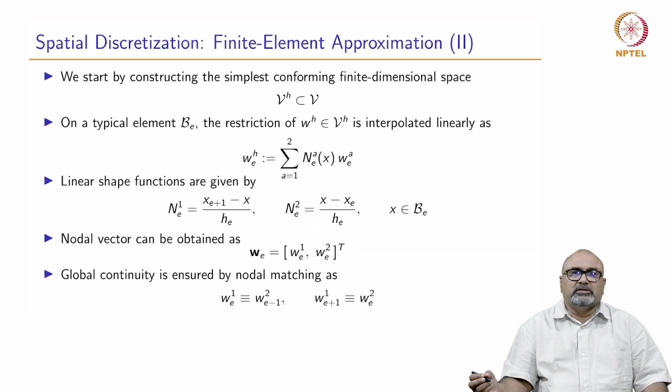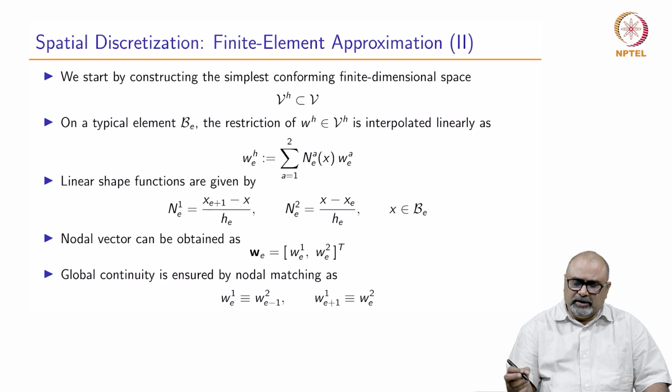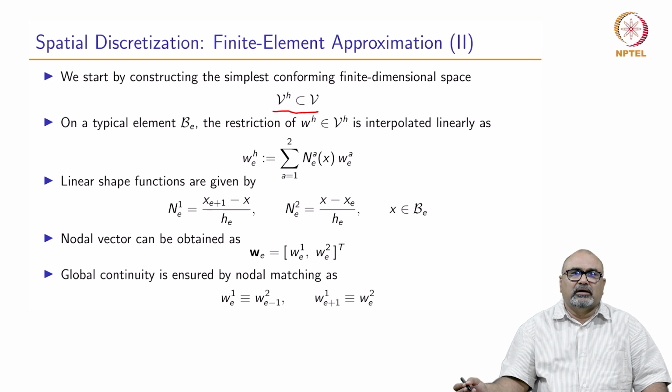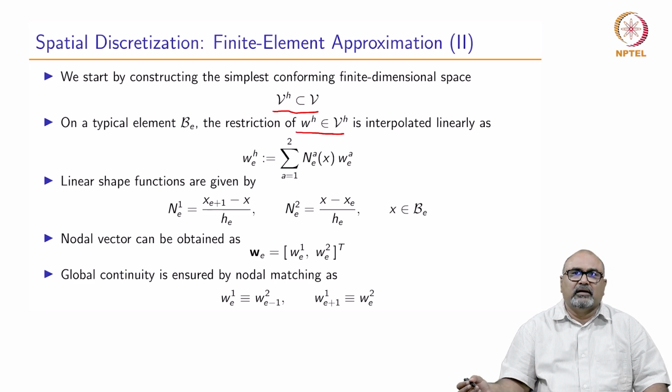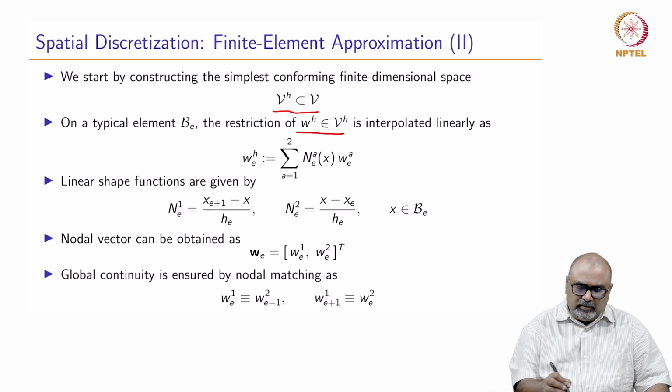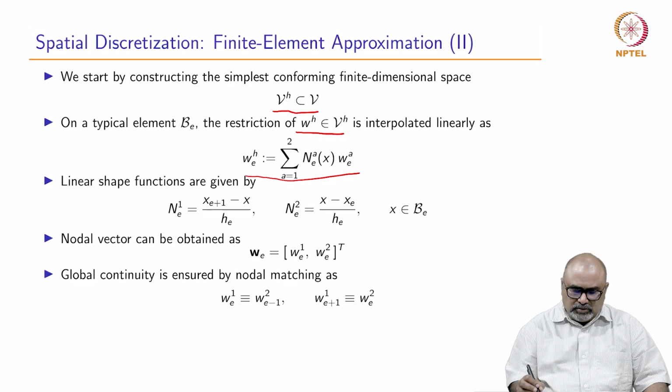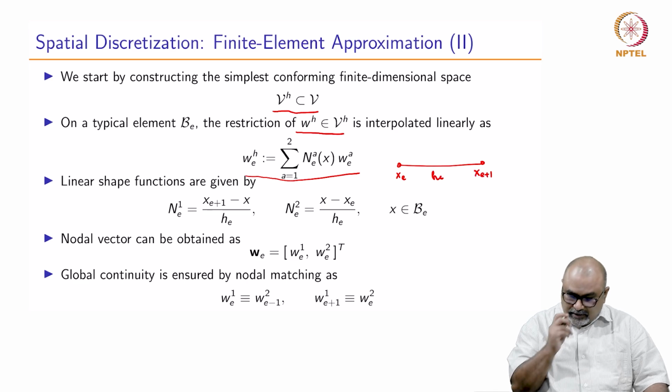So, we start by constructing a finite dimensional space. The approximation belongs to this space VH, and for any typical element, the approximation that belongs to this space VH is given by WH. The finite element approximation is interpolatory in nature. So, a typical finite element approximation between XE and XE plus 1, which is HE, is as follows.